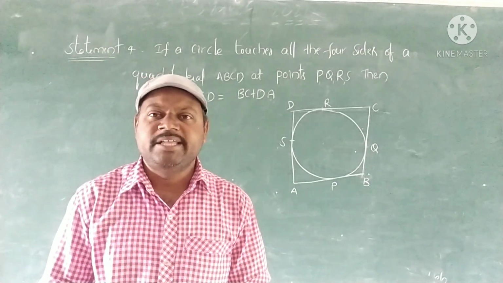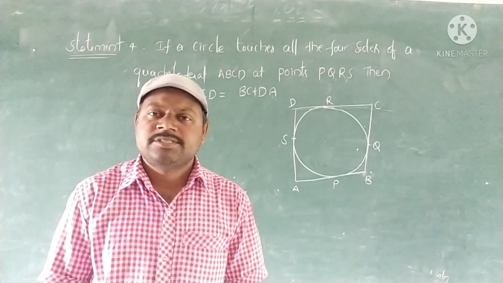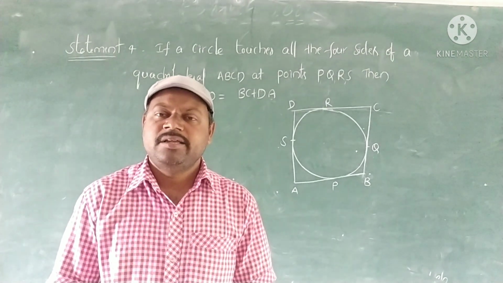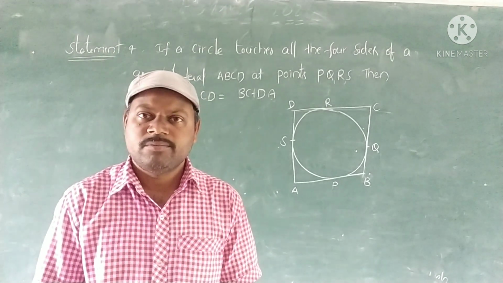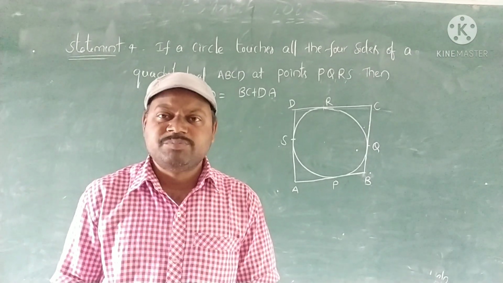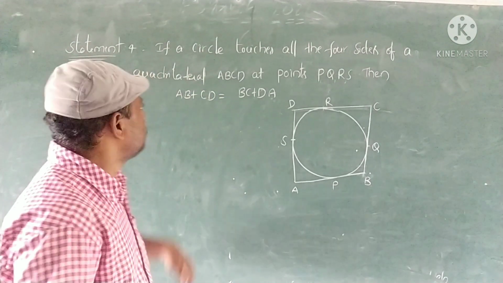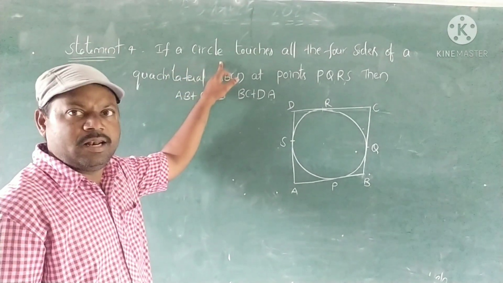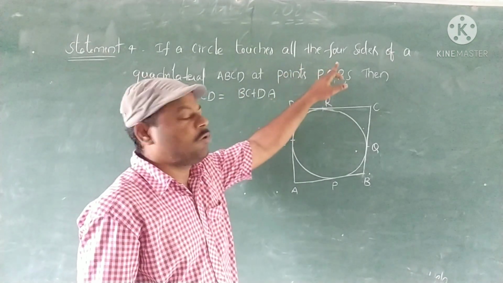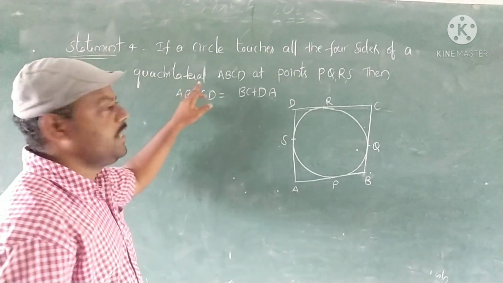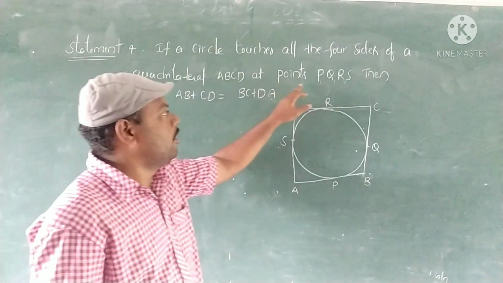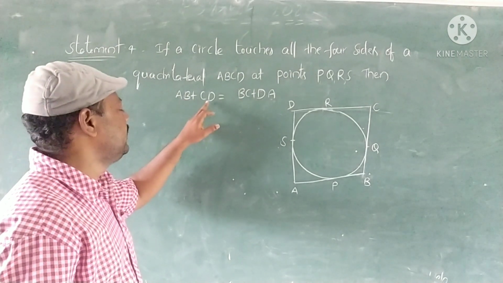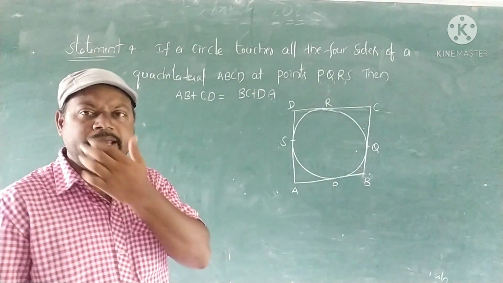Today I am going to explain some important questions in tangents and secants in exercise 9.2. Okay, so observe the first statement, 4. If a circle touches all the four sides of a quadrilateral ABCD at points P, Q, R, S, then AB plus CD equals BC plus DA.